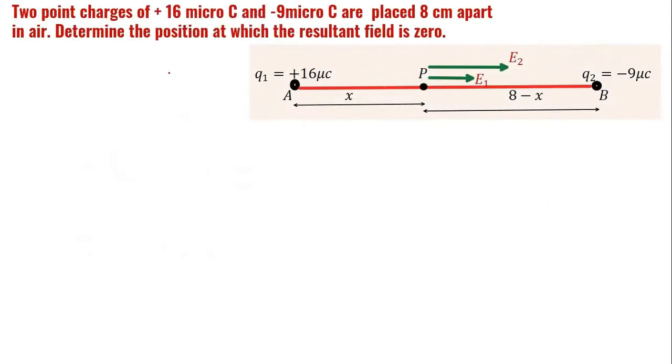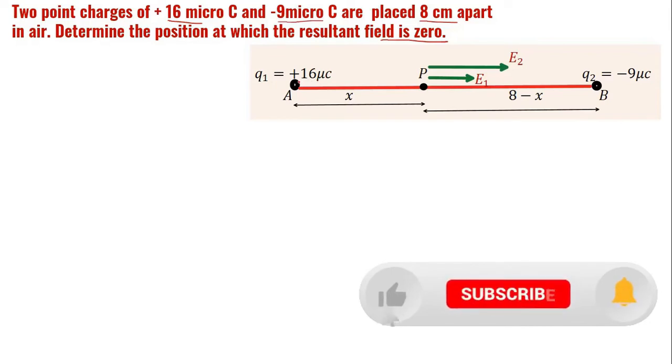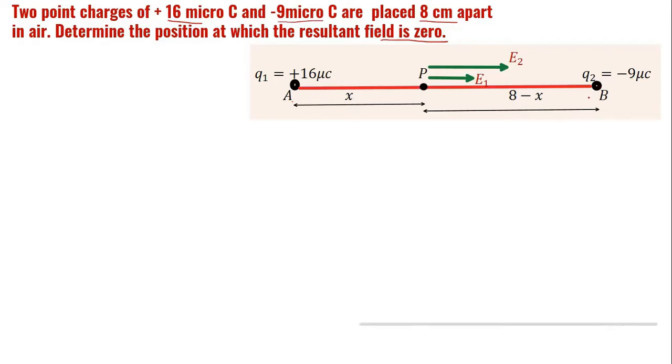Now next, let's go for the next numerical. The two point charges, +16 microcoulomb and minus 9 microcoulomb, are placed 8 centimeter apart in air. Determine the position at which the resultant electric field is 0. That means how to depict it? We place the +16 microcoulomb at the point A, this is Q1, and Q2, which is minus 9 microcoulomb, at the point B. A and B are separated at a distance of 8 centimeter in air, and P is the point where we want to compute the net electric field to be 0.